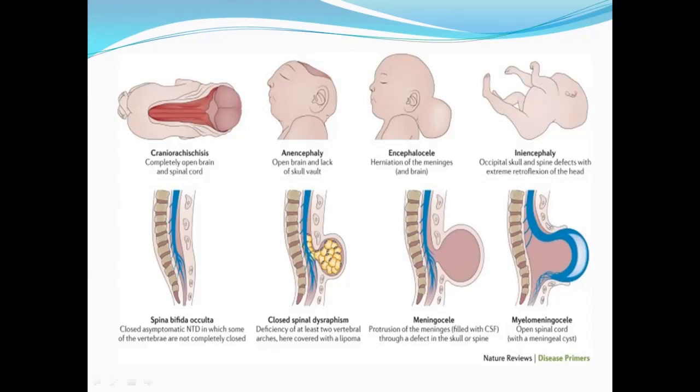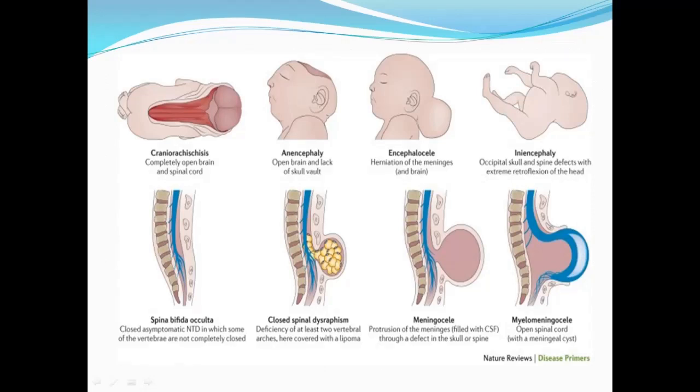Sometimes it could be a completely open brain and spinal cord. This is known as craniorachischisis. Here the condition which can occur is spina bifida occulta, the closed asymptomatic neural tube defect in which some of the vertebrae are not completely closed.